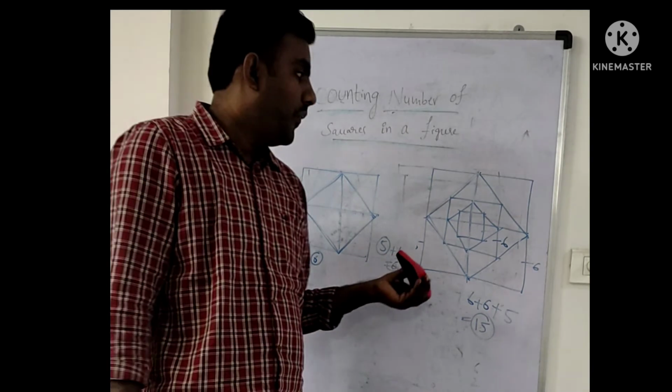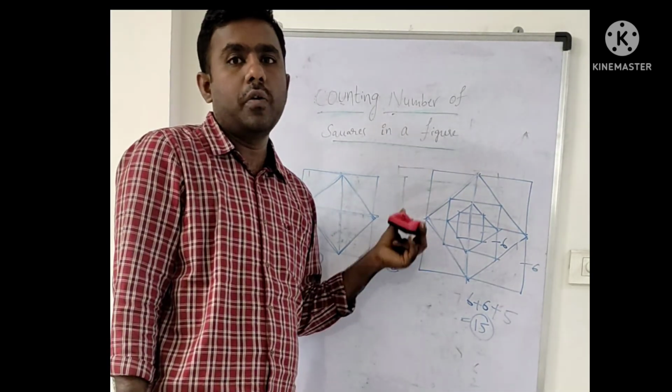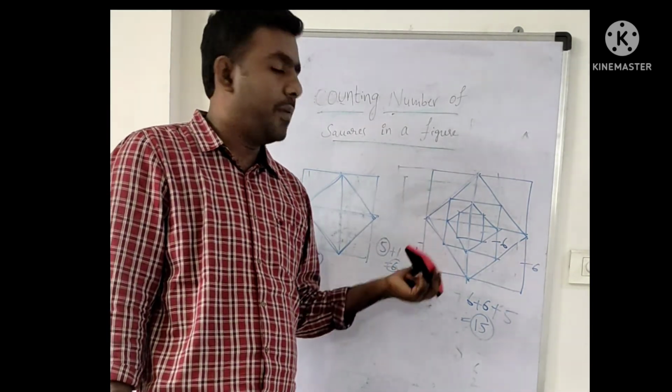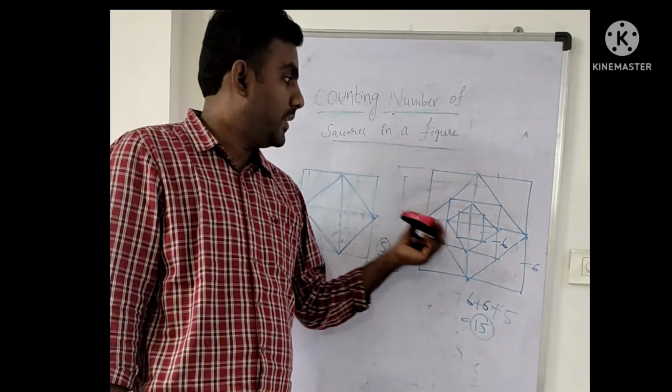Okay, these are a few examples of how to count the number of squares in a figure. We have various types, okay, but these are a few types.